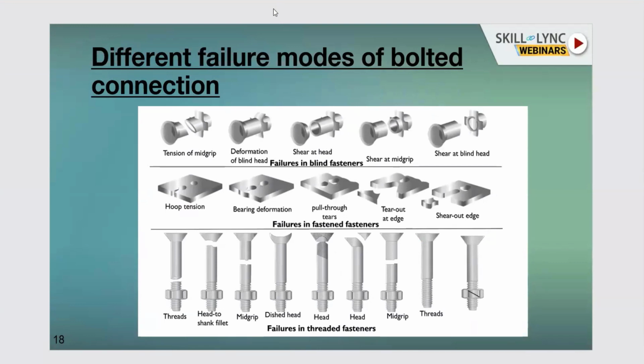Here are the different kinds of failure modes of the bolted connection. In some, the head will fail, in some the shank portion will fail, in some the threaded portion will fail. There is no surety that the bolt will fail only one way. Based on the type of loading behavior and loading conditions, whether it is static load or dynamic load, we can say which type of failure to expect in a particular bolted connection. So these are different kinds of failures. Next slide, please.